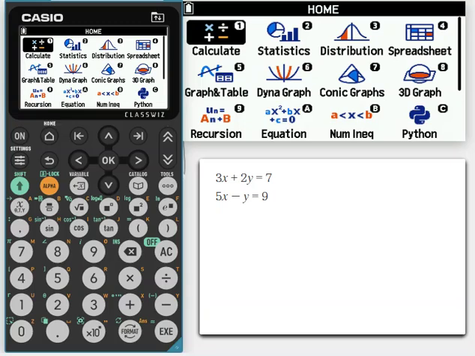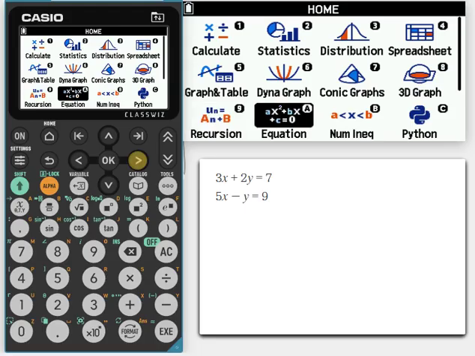Let's see how we can use the CG100 to solve equations. And let's start by solving linear simultaneous equations, such as this system of equations. In order to do that, we need to go to the equation menu, and this can be done either by scrolling down or by choosing alpha A.